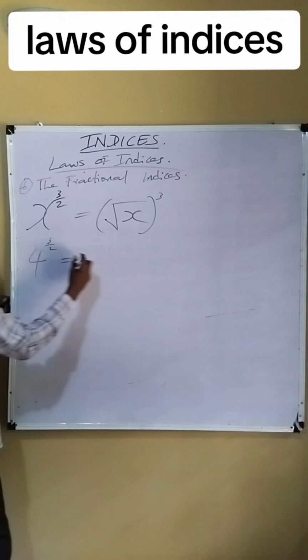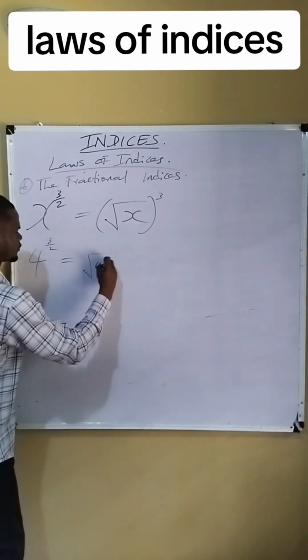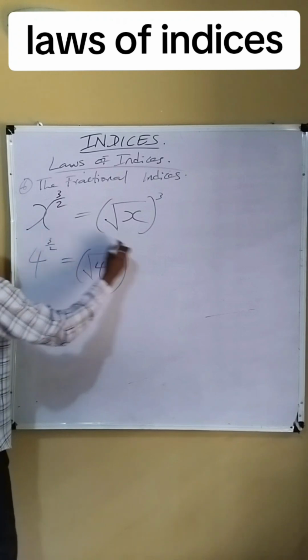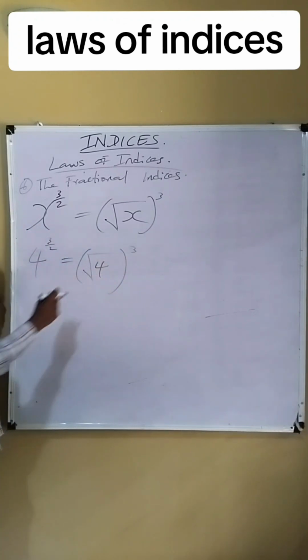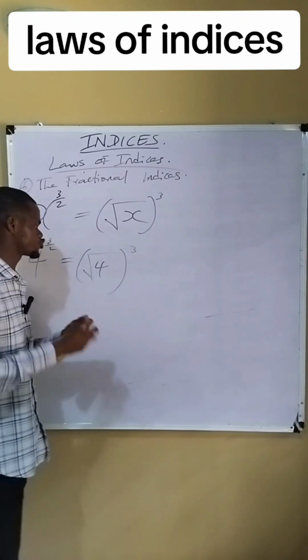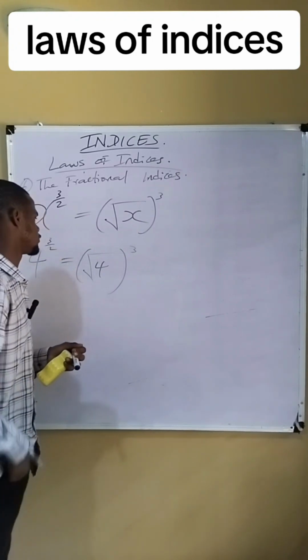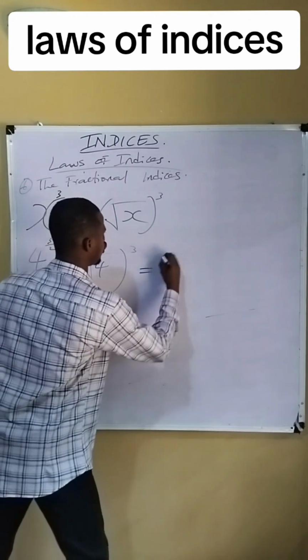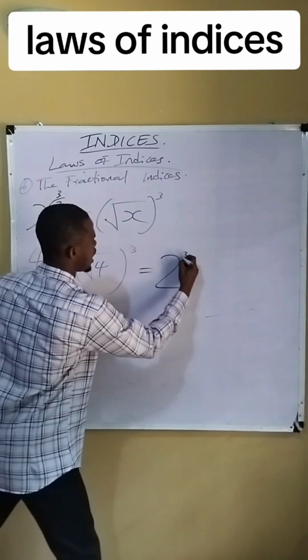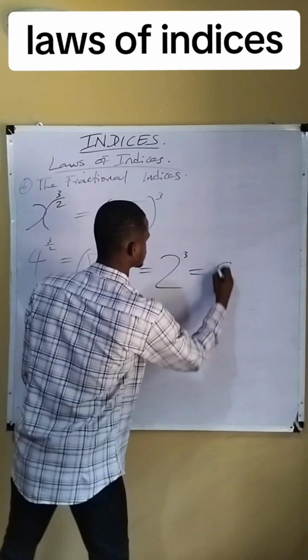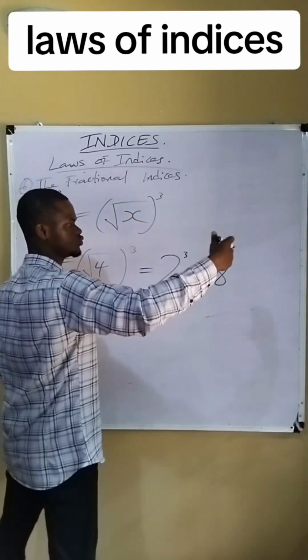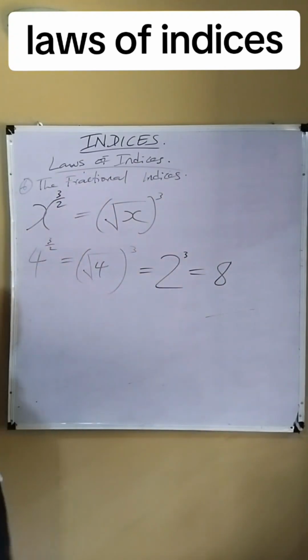Since 2 is the denominator, it will become the square root of 4 raised to the power of 3. What is the square root of 4? The square root of 4 is equal to 2. We'll now have 2 raised to the power of 3. And what is 2 raised to the power of 3? It is equal to 8, which is 2 times 2 times 2. That will give us the answer.